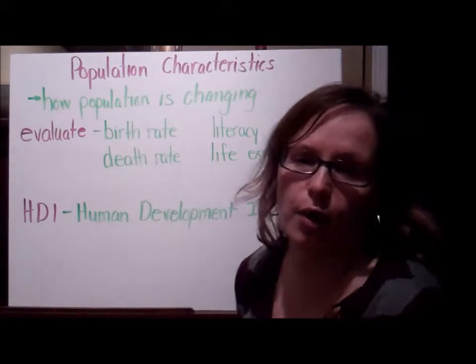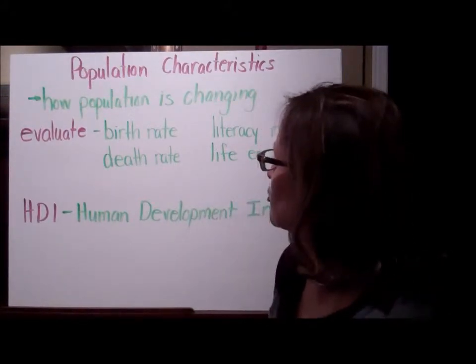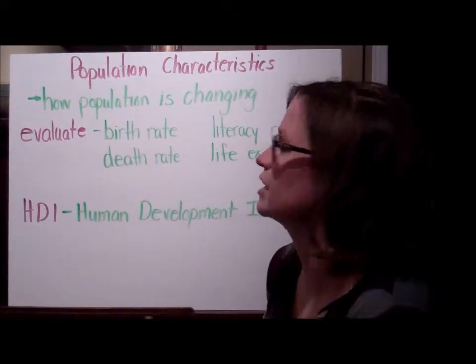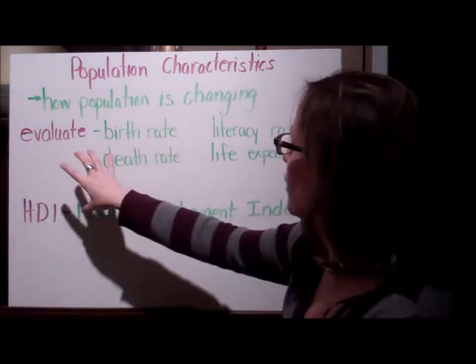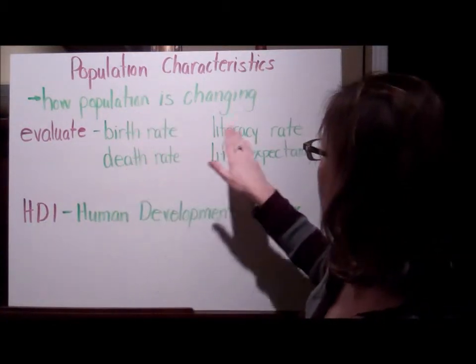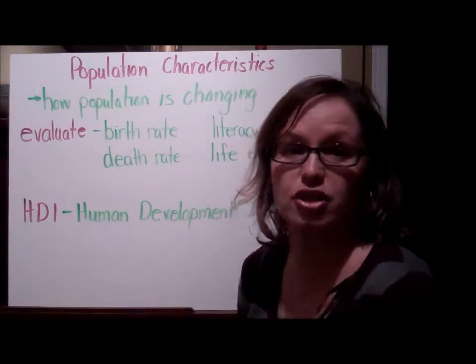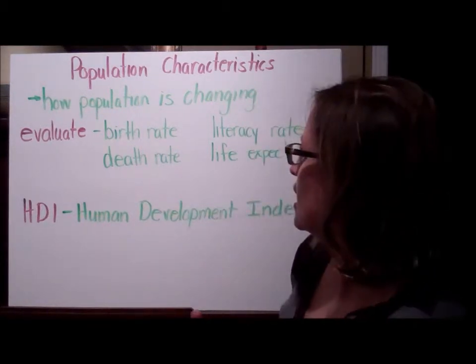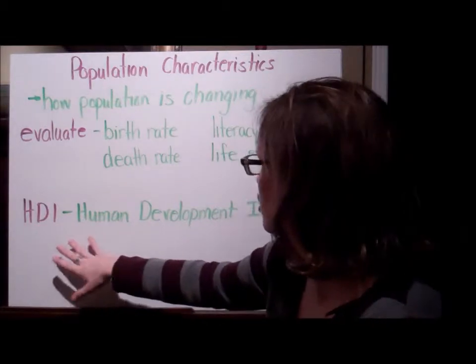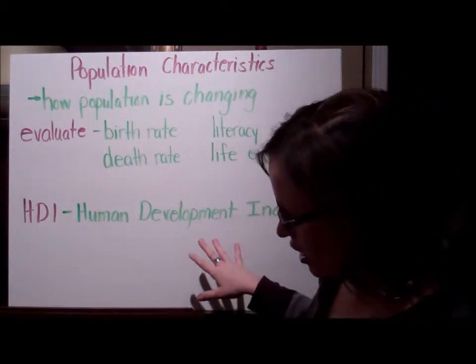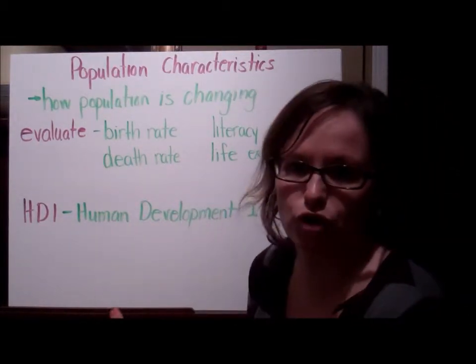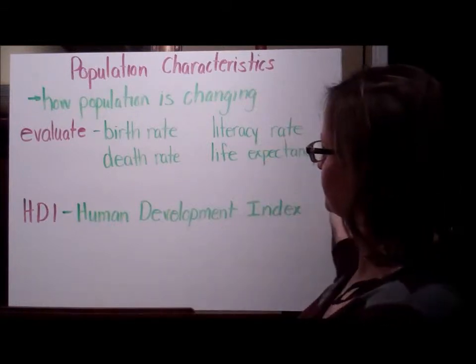Now, another important aspect of population characteristics is to study how population changes. So they evaluate the birth rate, the death rate, literacy rate, and life expectancy, because these are some of the characteristics that change in a community. And it's part of the Human Development Index, which is the statistics of living conditions of a certain group in a certain area.